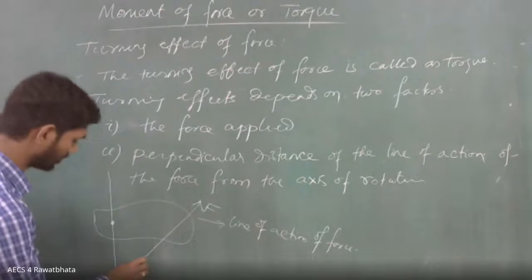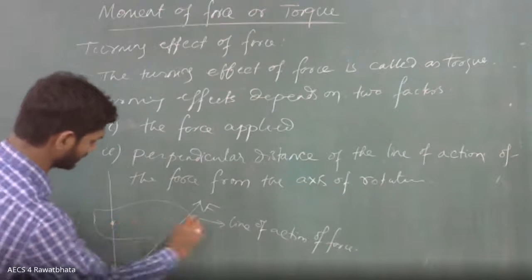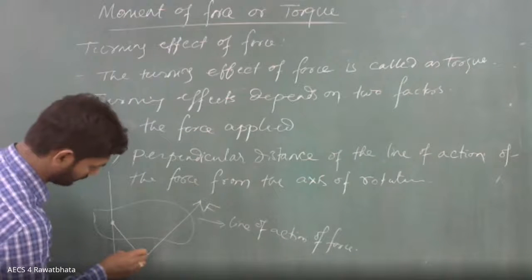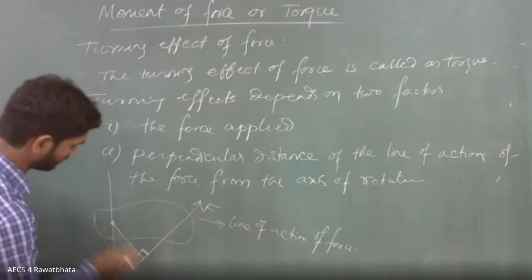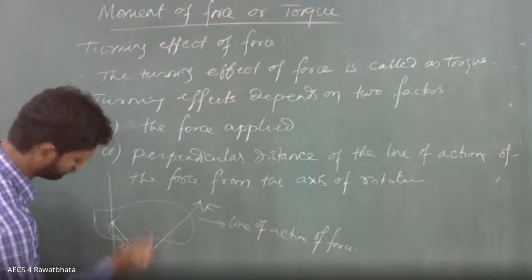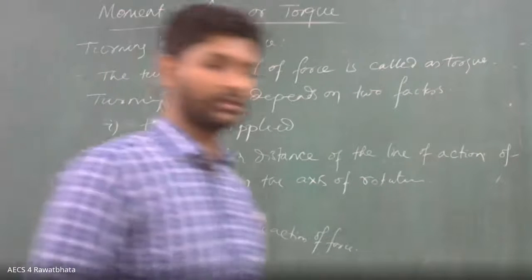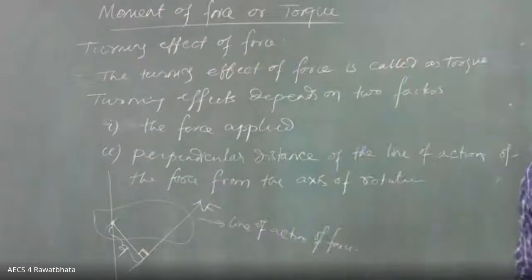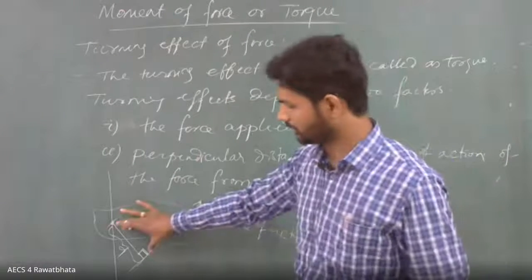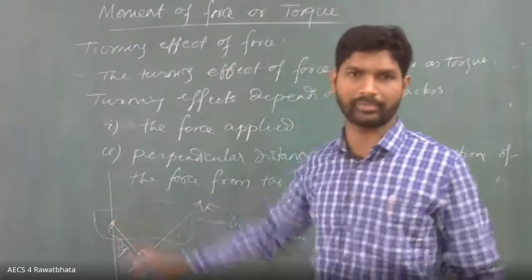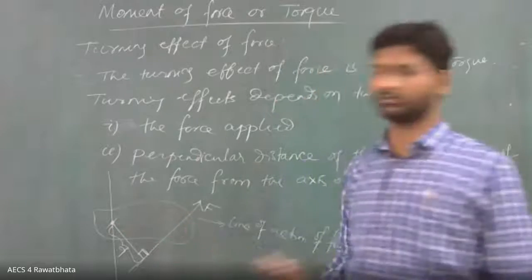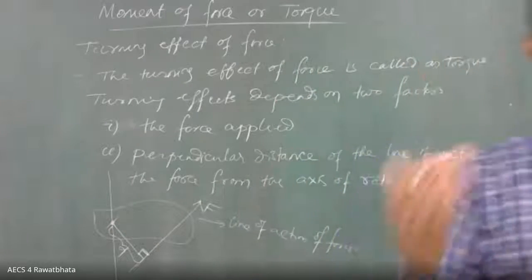Okay, so what will be the perpendicular distance? It is not this distance. It is the distance that is perpendicular to the line. This is the distance. Okay, so this is the distance d. So basically, the turning effect depends upon two things. One is the force, and second is this perpendicular distance. Okay, if this distance is more, then it is easier, or the rotation will be more.